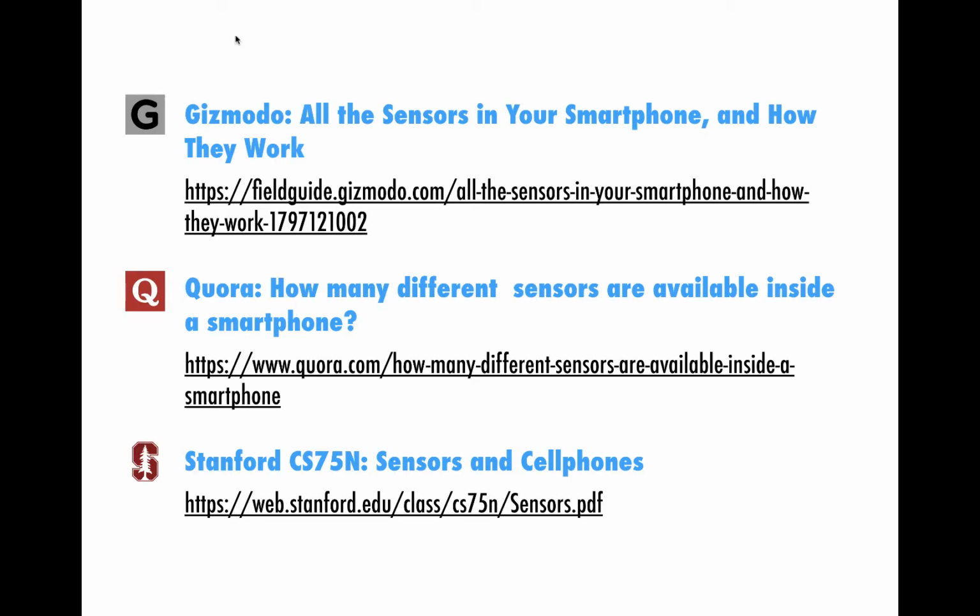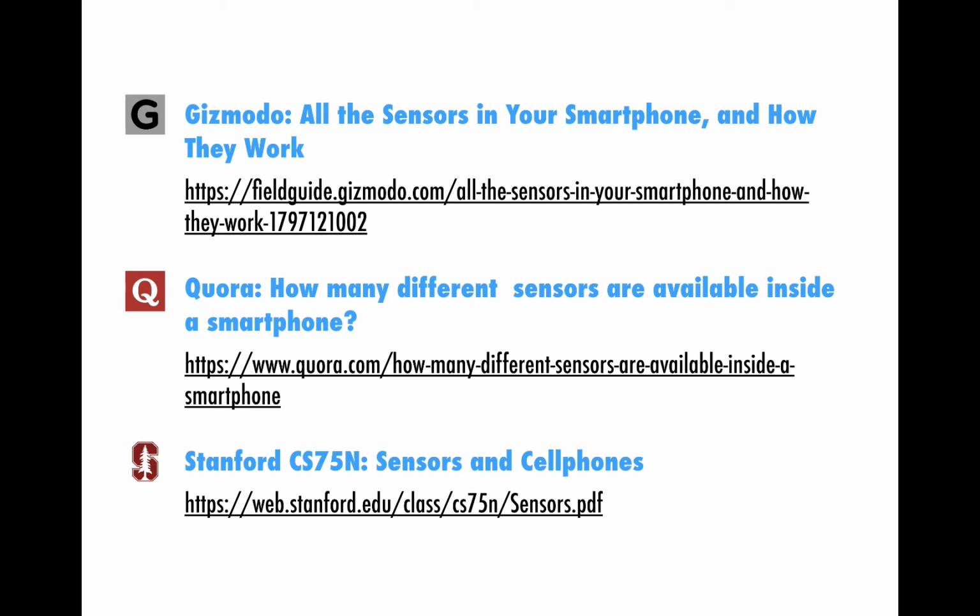For this presentation, I'm going to be drawing mainly from 3 different resources, all of which you can find on the web. The first is an article by Gizmodo, all the sensors in your smartphone and how they work. And a bit of a spoiler alert here, this article does not cover all the sensors in your smartphone, but it is a nice overview of some of them.